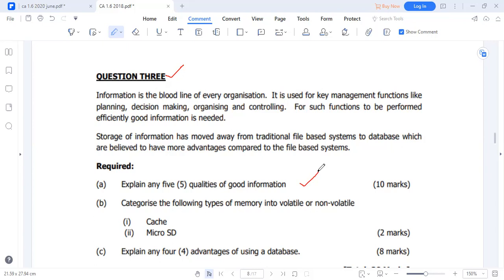Part B, categorize the following types of memory into volatile and non-volatile. So a cache is volatile, a micro SD is non-volatile. But what does it mean to be volatile and non-volatile?